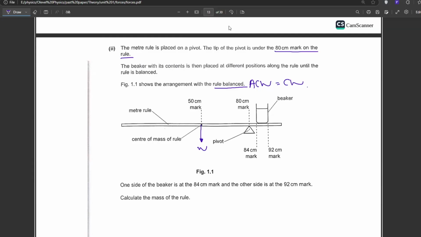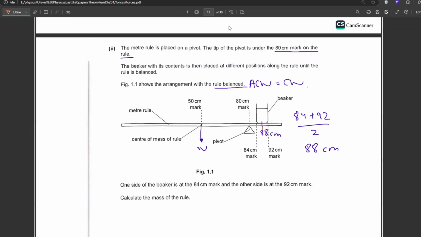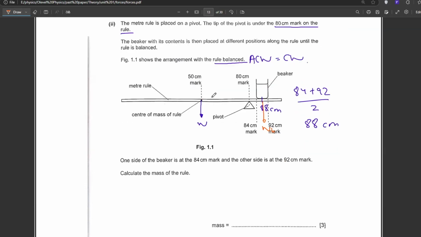This is 92. What will be the center here? 84 plus 92 divided by 2. 88 centimeter is your center here. This is the point through which the weight of the beaker will act. This is the weight of the beaker and its content. Let's label it WB. You have to calculate the mass of the ruler. Very, very easy.